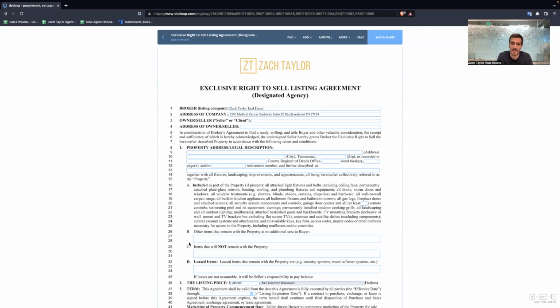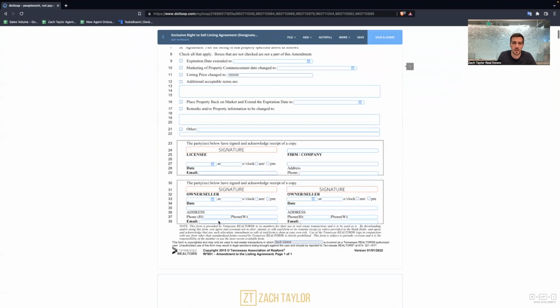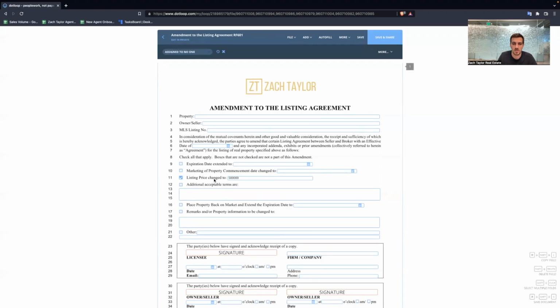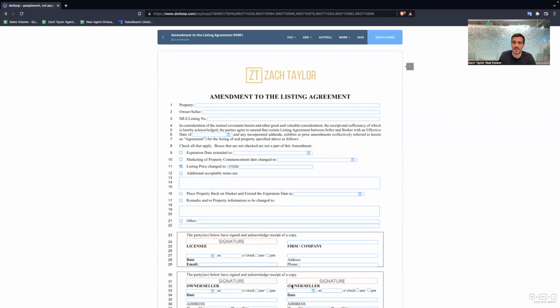So we want to document everything that is being told to us. So list price $500,000, they want to lower to $475. Okay, Mr. and Mrs. Seller, that's awesome. I'll send you an amendment to the listing agreement. So you can say listing price changed to $475, 1, 2, 3. And then have them sign off on it. And then once they've signed off, now I'm changing it officially in the MLS. So again, it's one of those trust, but verify. Whatever they tell you over the phone or verbally or in text message, let's get it in writing.